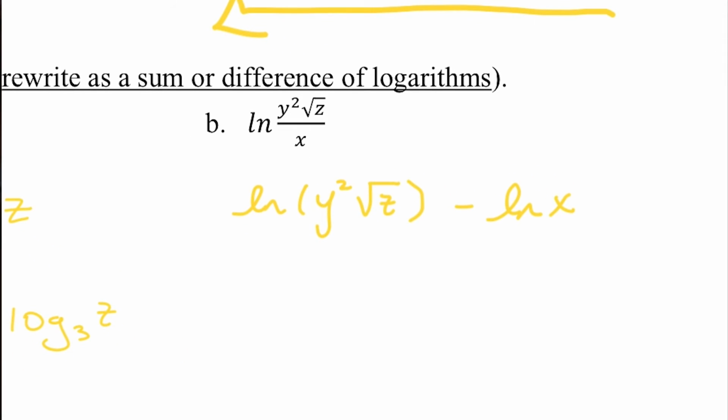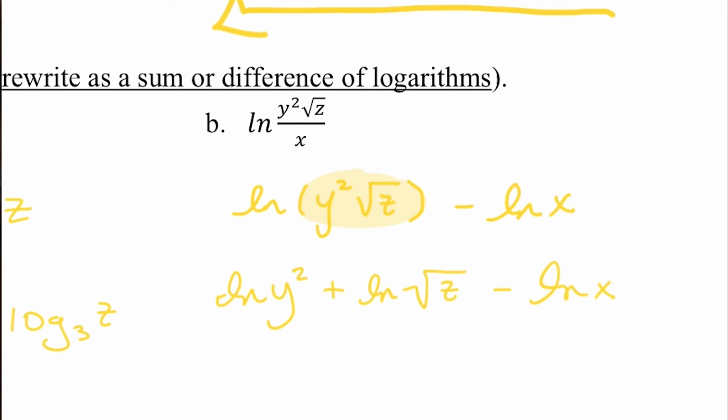Okay, now that we've separated out the division, we have the product property as well, because inside this first one we have two things being multiplied. So this will separate out with addition, ln of y squared plus ln square root of z, and we still have minus ln of x.